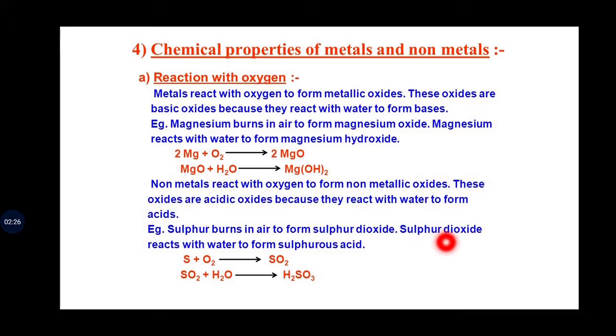Sulfur air में burn होता है क्या बनाने के लिए? Sulfur dioxide. Now sulfur dioxide reacts with water to form sulfurous acid. और उसके बाद जब sulfur dioxide react करता है water के साथ तो sulfurous acid बनाता है. See, S plus O2 gives us SO2. Now SO2 plus H2O gives us sulfurous acid. So these are the reactions with oxygen of metals and non-metals.